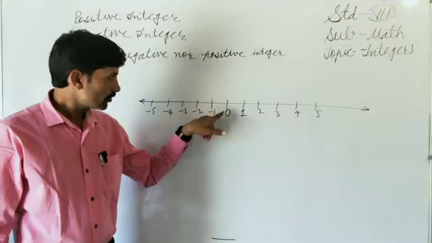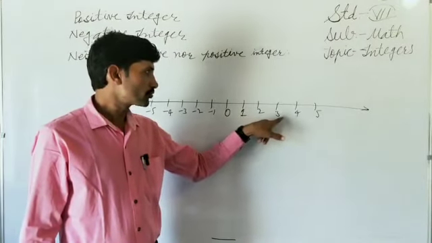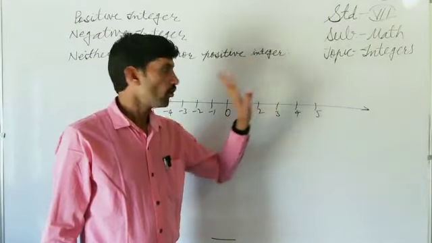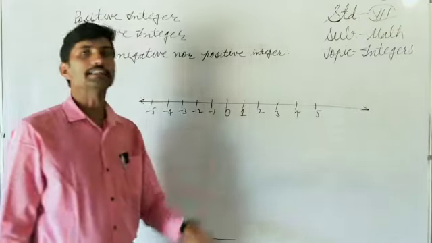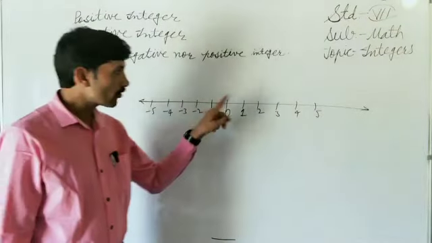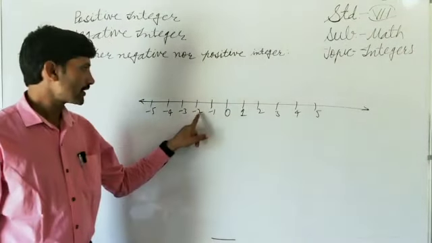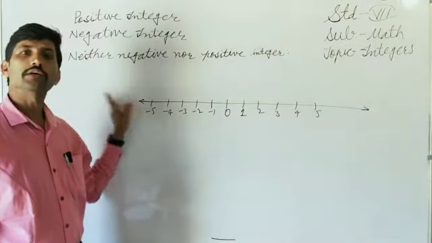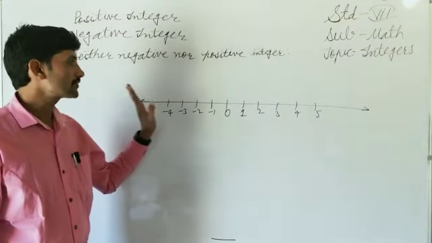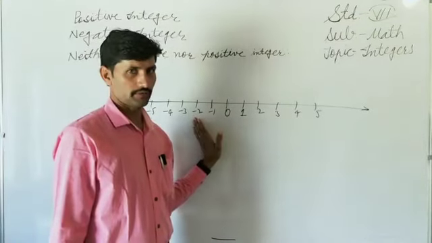Here, these integers 1, 2, 3, 4, 5 and so on are all to the right side of 0. So we call them positive integers. These integers -1, -2, -3, -4, -5 and so on are to the left side of 0. We call them negative integers.